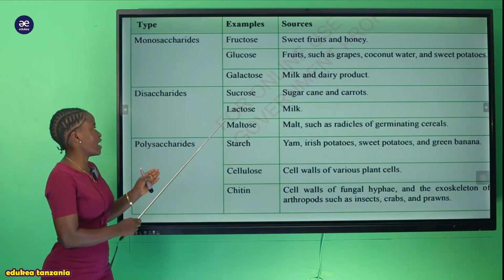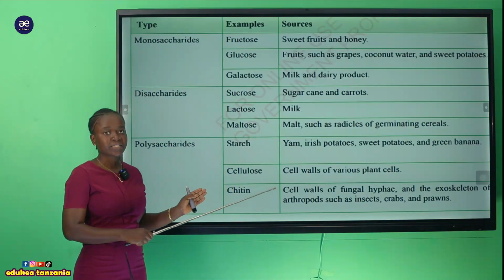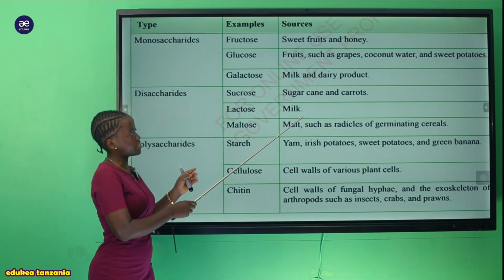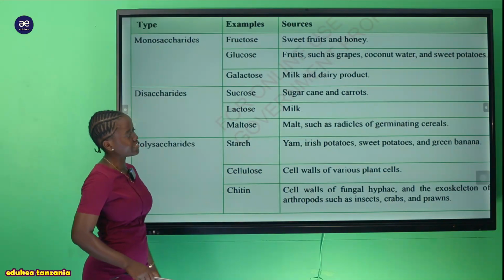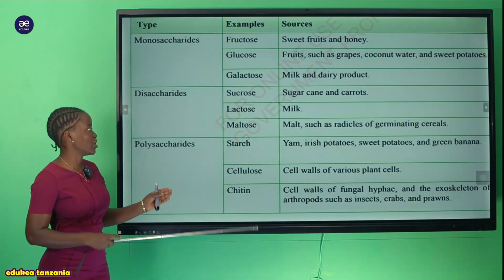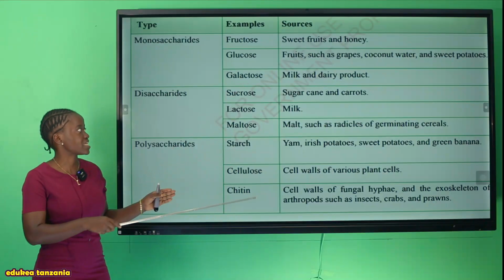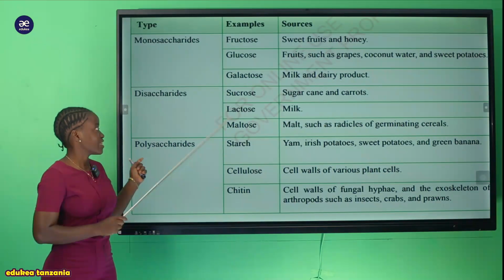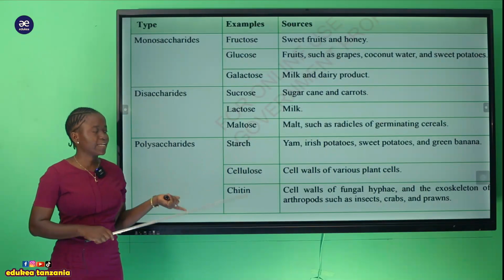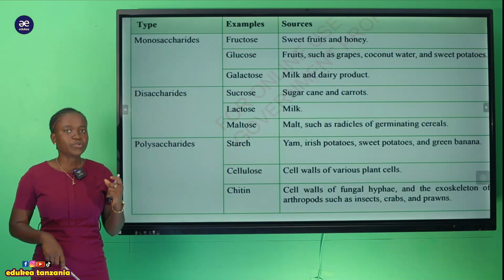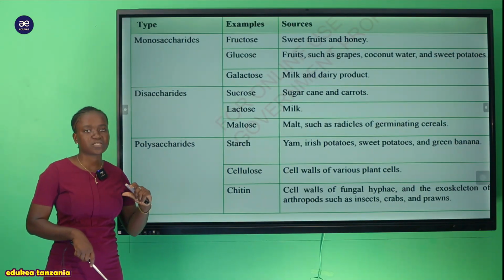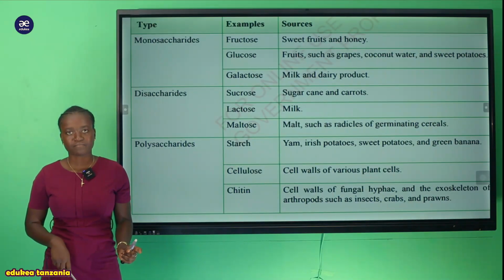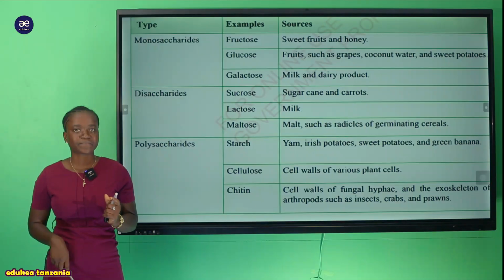But also in the lactose, we have milk. And in the maltose, we have malt such as the radicals of germinating cereals. So now those are the sources of these examples of disaccharide, that is the sucrose, lactose, and the maltose. Make sure that you know examples of these disaccharides with their source, because it is very important.